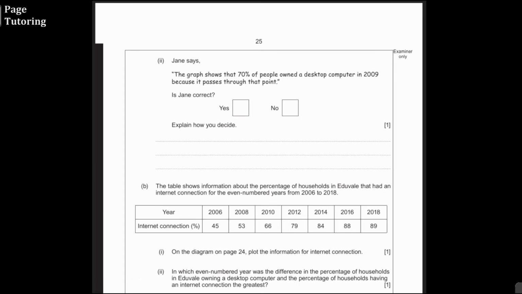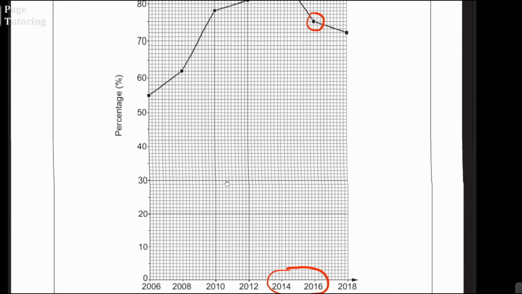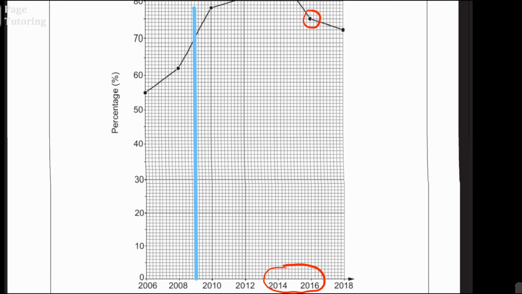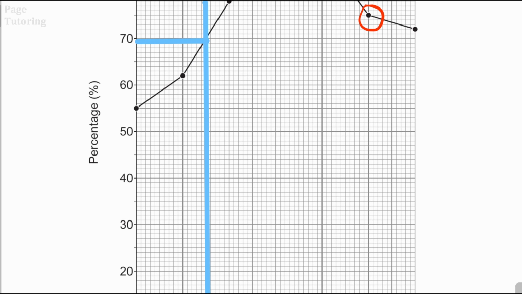Part II. Jane says the graph shows that 70% of people owned a desktop computer in 2009 because it passes through that point. Let's just double check that graph. So we can read it a little easier, we're going to draw a nice straight line up from 2009, so that would be right between 2008 and 2010. And we have a look up, so we're going to go from that line and we're going to draw to here. And yeah, it's thereabouts passing through that 70 at that point.